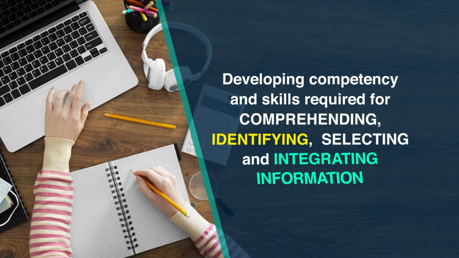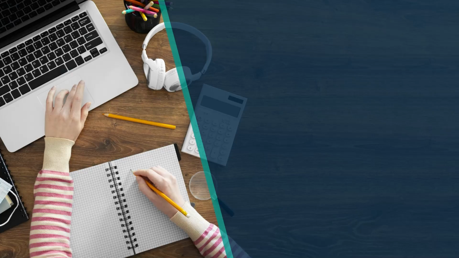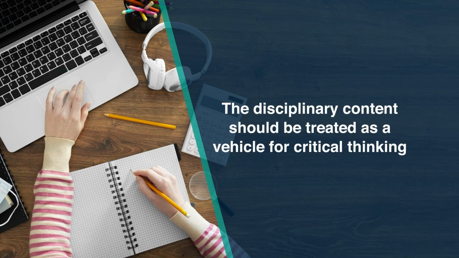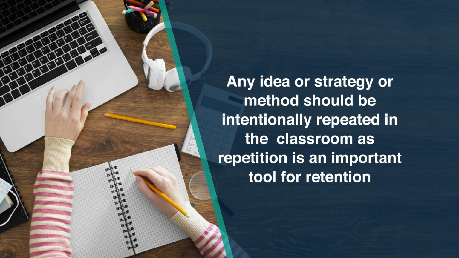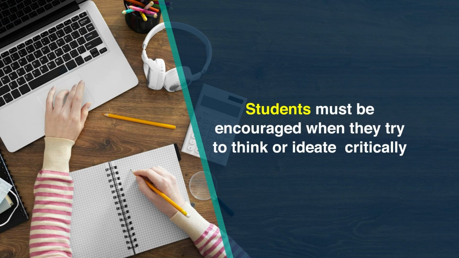Number 1. Developing competency and skill required for comprehending, identifying, selecting, and integrating information. To ensure this, tasks need to be clearly explained. The disciplinary content should be treated as a vehicle for critical thinking. Any idea or strategy or method should be intentionally repeated in the classroom, as repetition is an important tool for retention. And finally, students should be encouraged when they try to think or ideate critically.